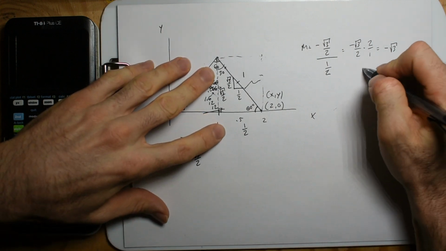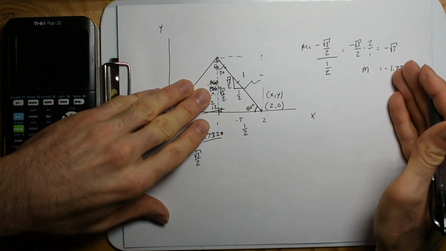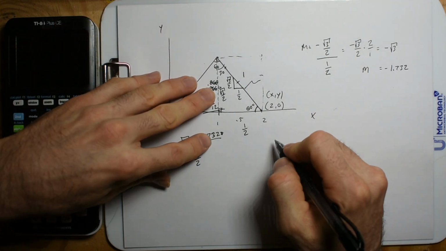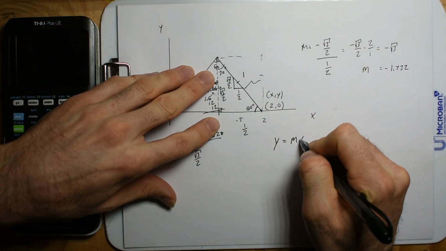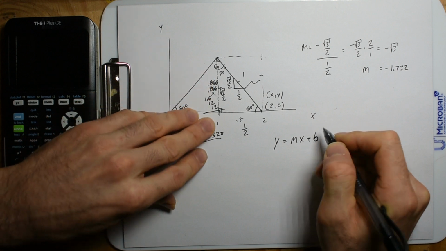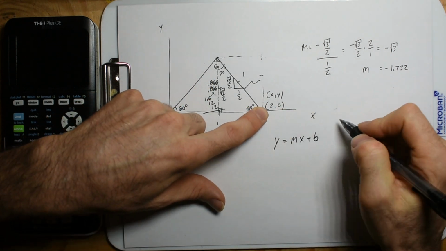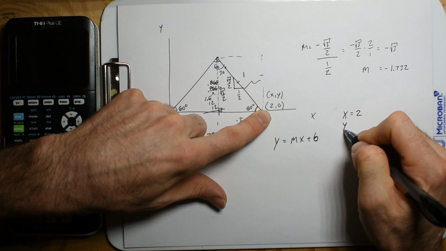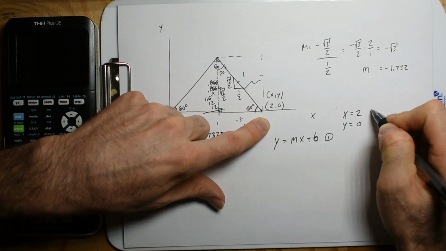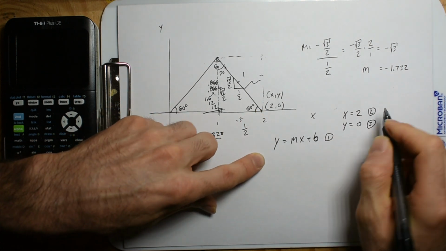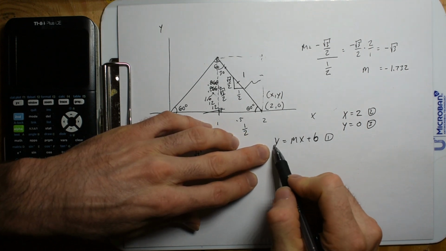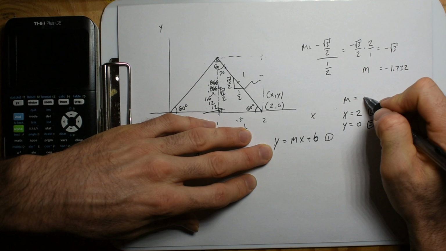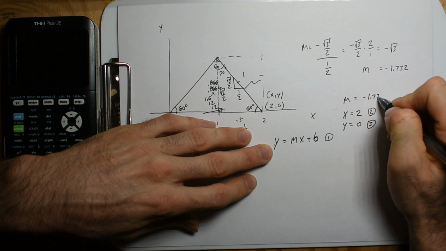Okay, sweet. So now that we know our slope, we're going to see how easy it is to get to this y-intercept form. I'm just going to say y is equal to mx plus b. This is the slope of a line. I know 1 point, you know what I mean? So I know x is 2 when y is 0. So here's 1 equation, 2 equations, 3 equations, x, and I know what m is. So this is negative 1.732.